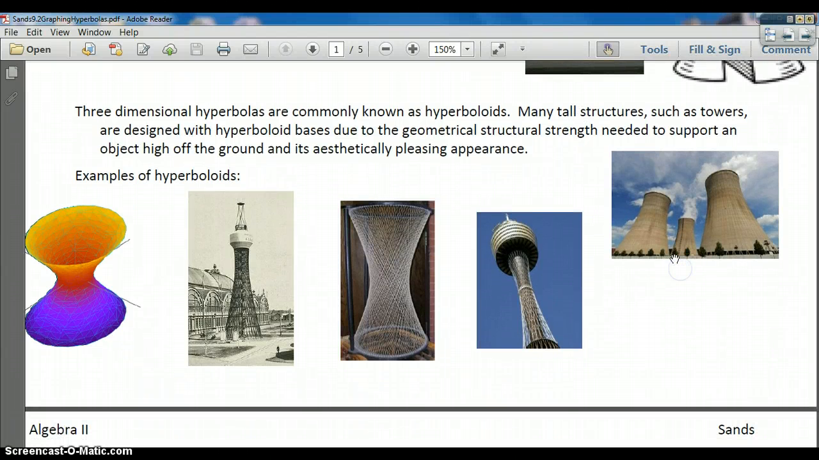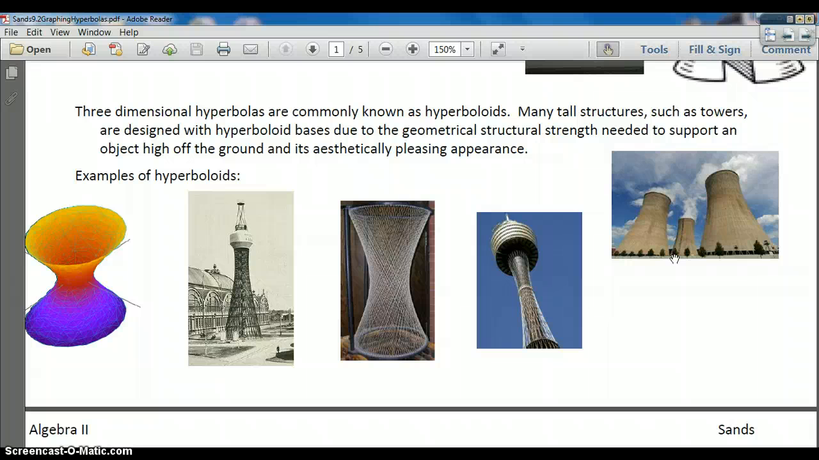These are hyperbolas that are three-dimensional, hyperboloids. Many tall structures such as towers are designed with hyperboloid bases due to the geometrical structural strength needed to support an object high off the ground, and it's aesthetically pleasing in appearance.